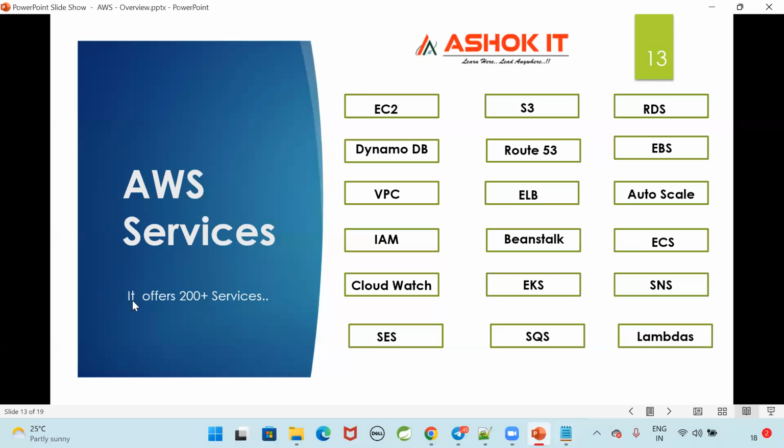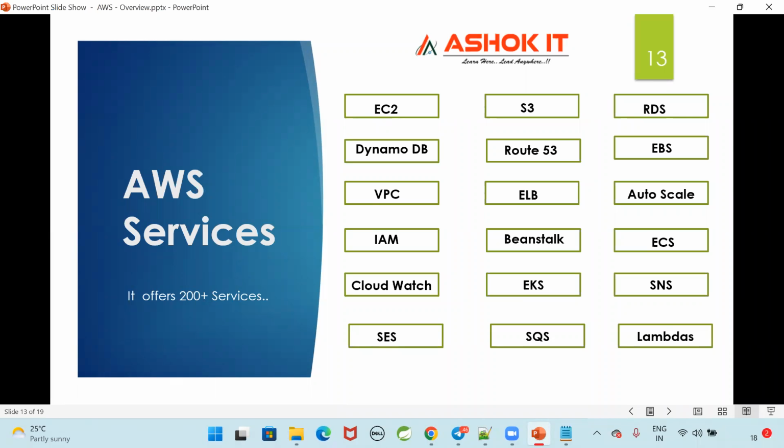But in AWS, how many services are there? AWS has 200 plus services. We are not going to use all 200 services in one project. Some services are related to games, some to data science, robotics, networking, storage, and security. They categorized them. By using those services, we are going to set up our application infrastructure.